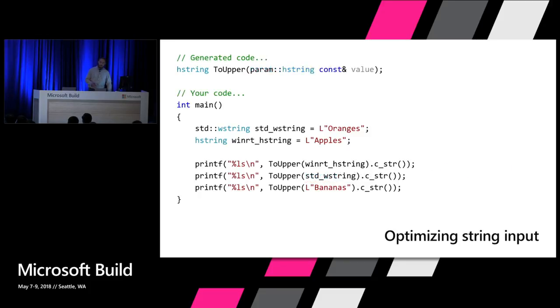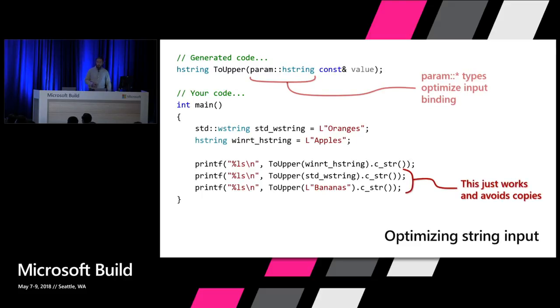So what we've done in the generated code, and I want to stress that this is in the generated headers, we use a set of param types. And these are specifically to optimize input binding. So for all of the input types where there's a significant benefit, we provide these special types that'll do the parameter binding for you and optimize these scenarios. So the param::hstring will actually bind to a std::wstring. It knows the scope and knows the lifetime. It understands how this should work. And it also works with a literal. And it avoids the copies for you.